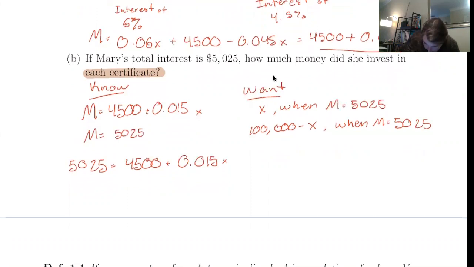So it's going to give me 525. I could have easily done that in my head. 0.015x. And then I'm going to get x equal to 35,000.